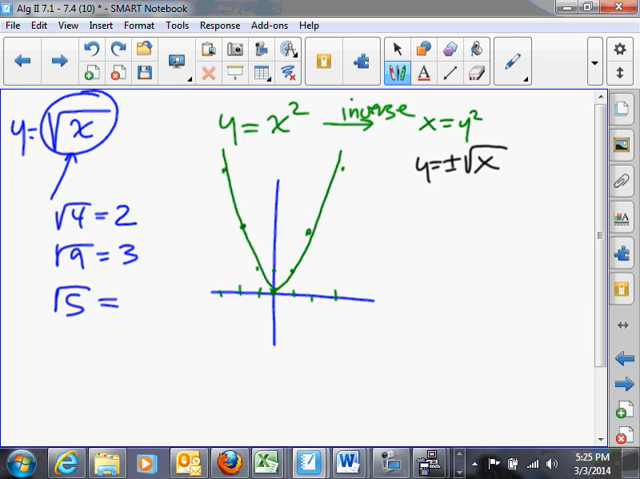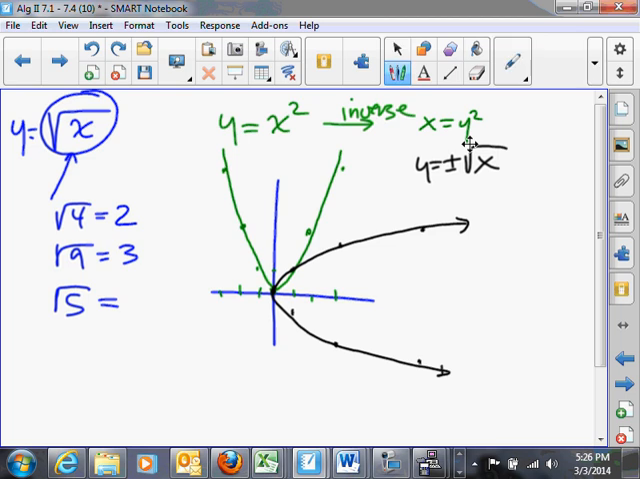Now the inverse, remember, is this graph reflected over the line y is equal to x. So it's going to go through 0, 0, 1, 1, 4, 2, 9, 3, negative 1, negative 1, 4, negative 2, 9, negative 3. So it's going to look like this. Now, you can probably see there's a bit of a problem with the inverse because it's not a function. And that's why we've got the plus or minus there.